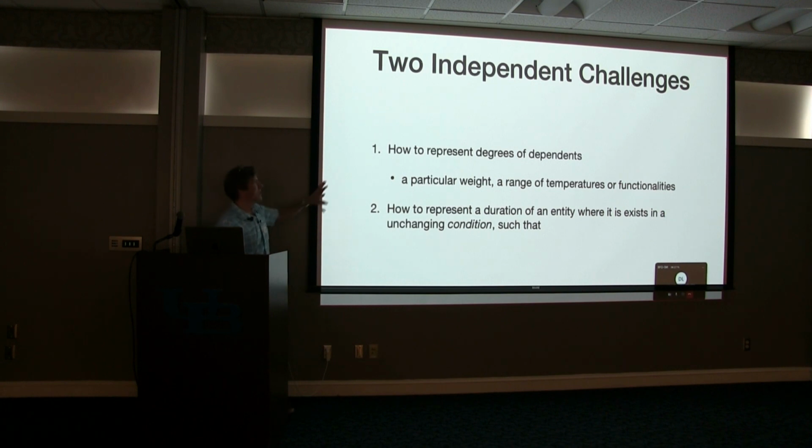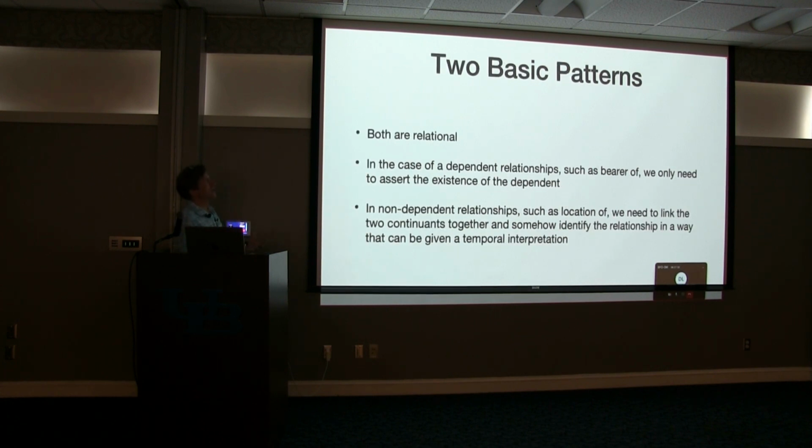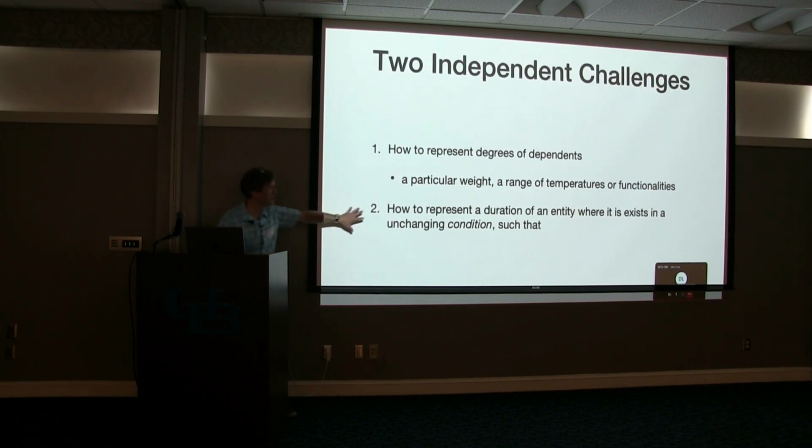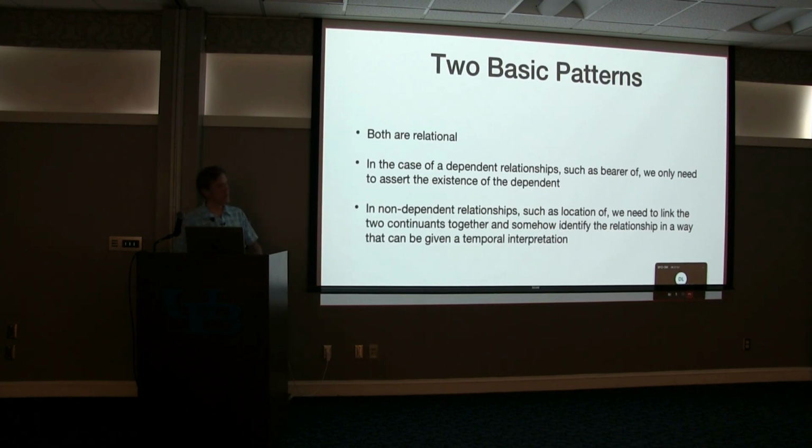Two independent challenges. One has to do with this notion of degrees of dependence or valued types, as I just mentioned. And then this challenge of representing durations of entity where it exists in an unchanging condition, such that I don't know. That's, see, I didn't have time to finish my slides. Whoops. Okay. So moving towards a solution, after thinking about this a lot and talking quite a bit in the last few weeks, what I see is that we have two basic patterns with respect to the second bullet before, which is how to address this representational challenge, is that they're both relational.